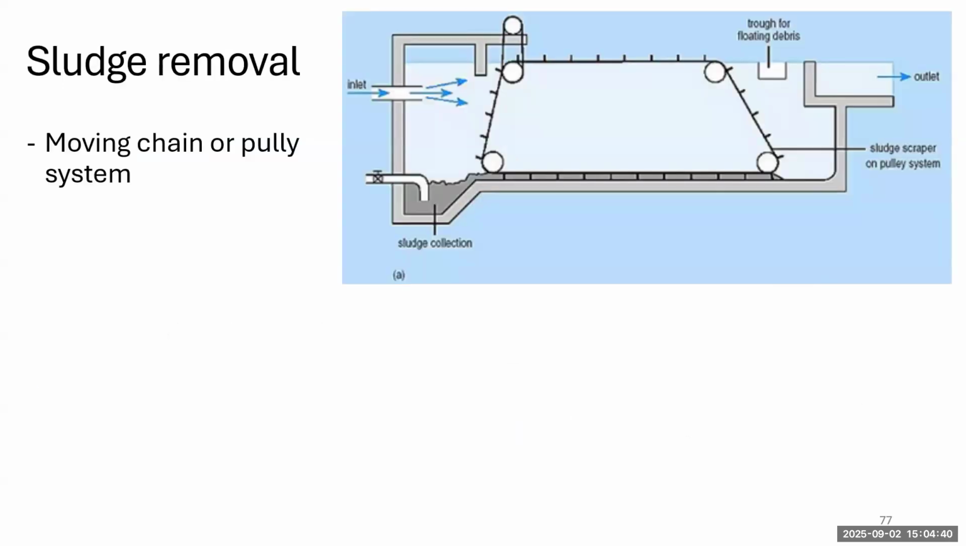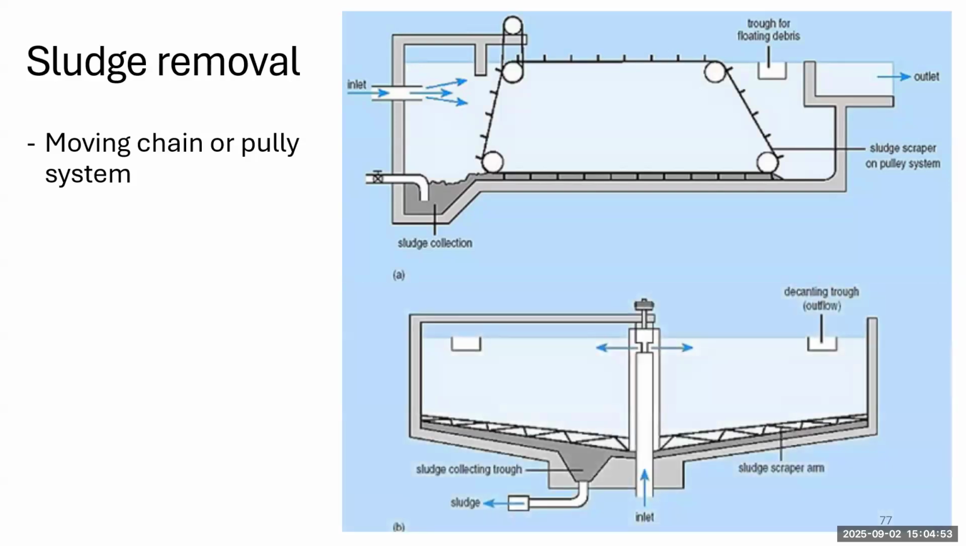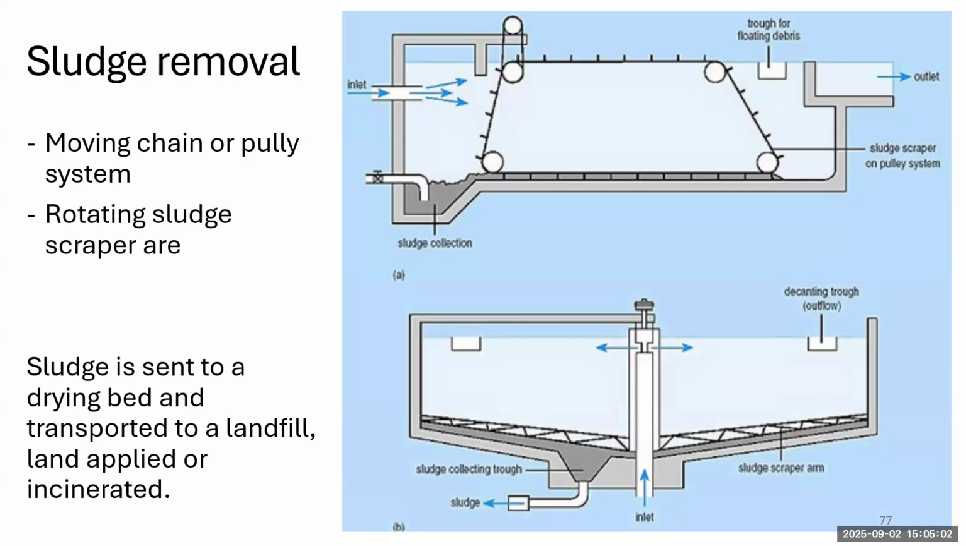And there are different types of sludge removal mechanisms in some rectangular clarifiers. This is a moving chain or pulley system that's constantly rotating very slowly and moving the sludge toward the sludge collection hopper. And once again, there's an image of the circular clarifier. It uses a rotating sludge scraper arm. And that sludge is going to be sent to a drying bed usually, and then transported to some kind of landfill or land applied, or that might be incinerated.